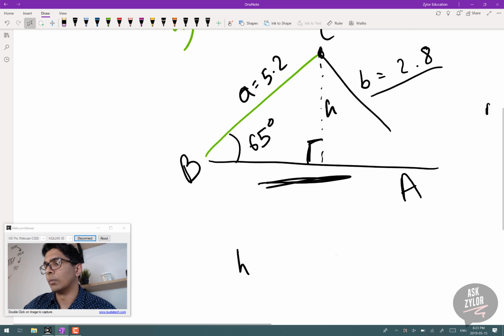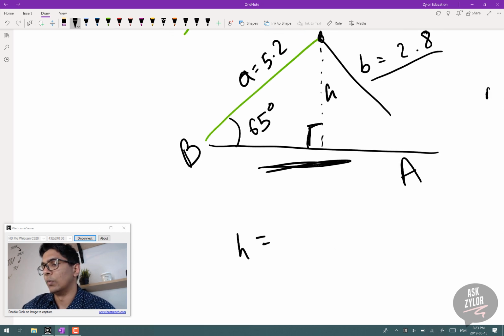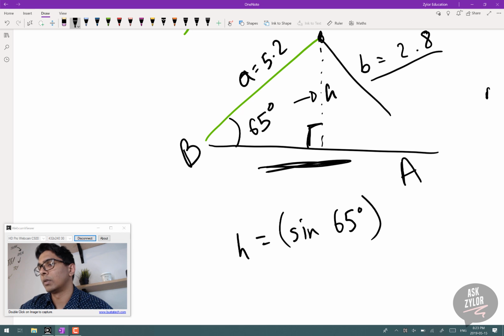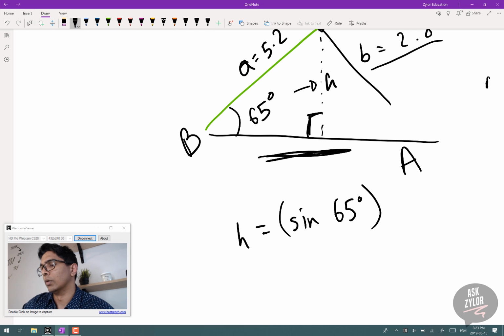That H, we can treat it like a right angle triangle, and we can say the sine of 65 degrees is opposite over hypotenuse. The hypotenuse is 5.2. So sine 65 times 5.2 is going to give me the height, which is 4.712.